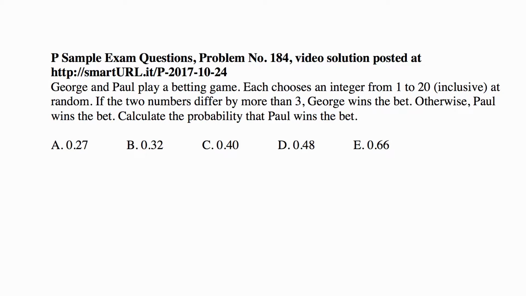So the important thing to notice here is that we have a discrete uniform distribution on the integers from 1 to 20 for the choice of a number for each of them. And we are basically trying to find the probability of them picking two numbers that differ by no more than 3.